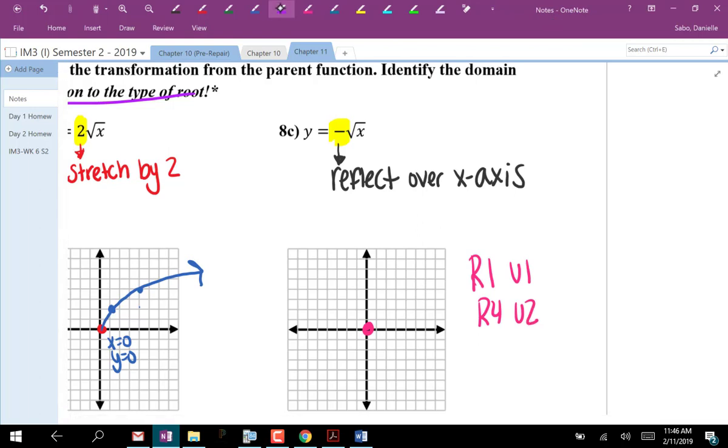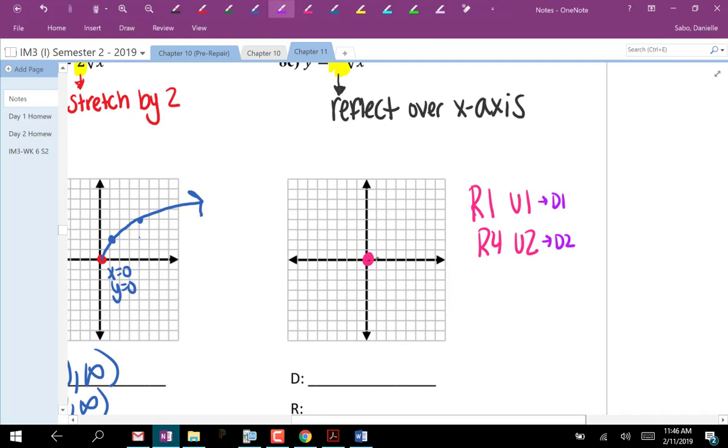The only thing that's going to change, well, when you reflect over, instead of going up, you're going to go where? Down. So this is really just going to change to down 1 now and down 2. Whenever you have a reflection, it changes it from up to down. That's all. So here we go in purple. Right 1, instead of going up, I'm going to go down. Down 1. Right 1, 2, 3, 4, down 1, 2. And it looks like this.